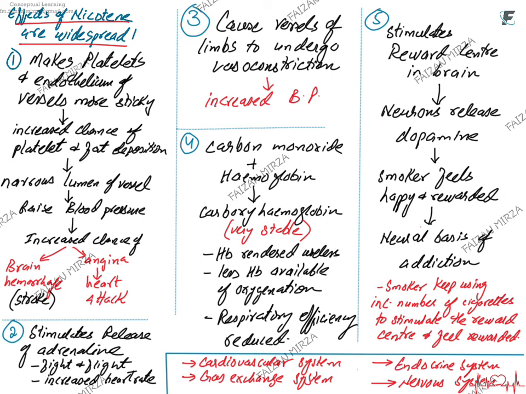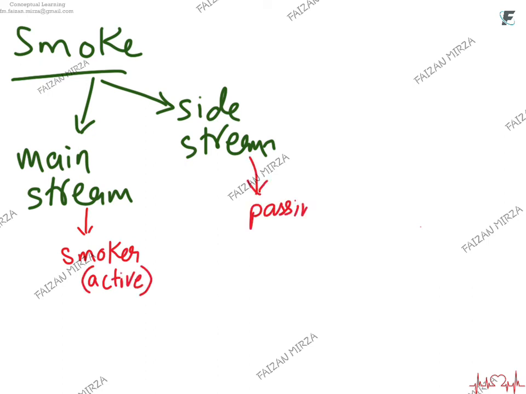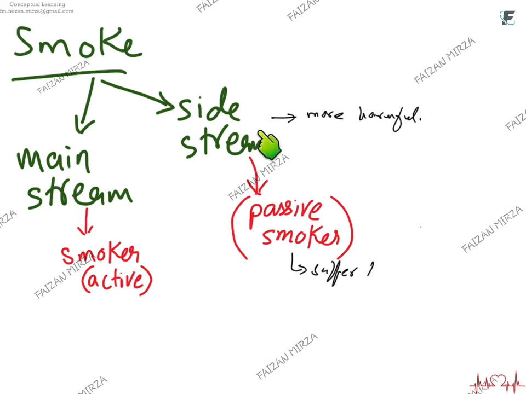Lastly, summing this all up, the smoke that the person is exhaling, there is mainstream smoke and side stream smoke. Mainstream smoke is from the person smoking actively, and side stream smoke is the passive smoking. The person who's smoking is inhaling this mainstream smoke, this active smoke.